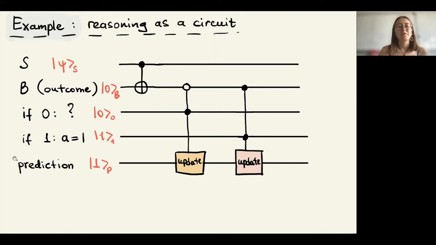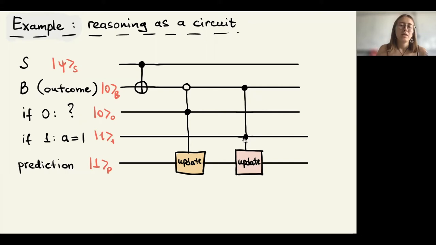And finally, we have the prediction qubit, where Bob stores his prediction about Alice's outcome based on his own outcome. Then the reasoning process can be described as two gates, which are basically doubly controlled Toffoli-like gates. The first gate is controlled on the case where Bob gets outcome zero. Then we check if the corresponding inference qubit is initialized in state one. And if both of these conditions are satisfied, we update the prediction state. And the same for the case when Bob gets outcome one: we check if the corresponding inference qubit is initialized in one, and then we update the prediction.